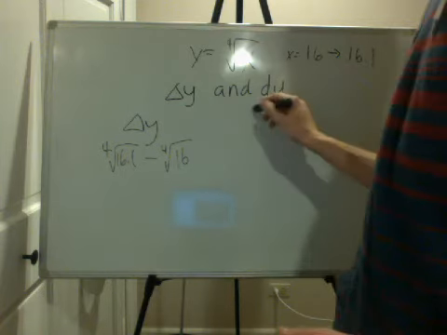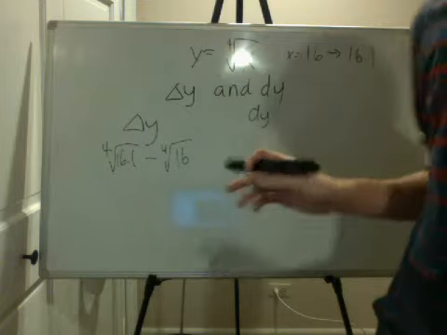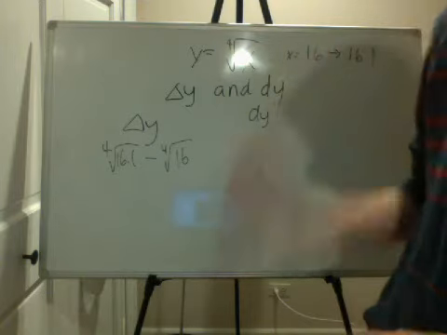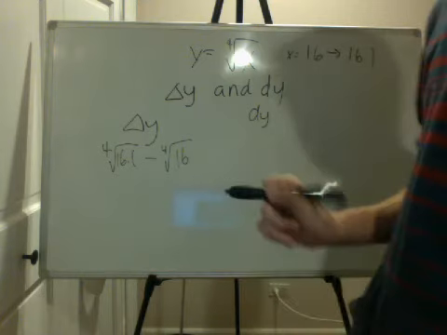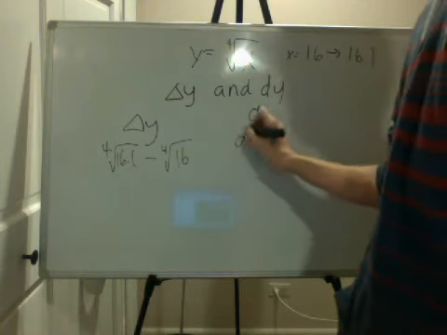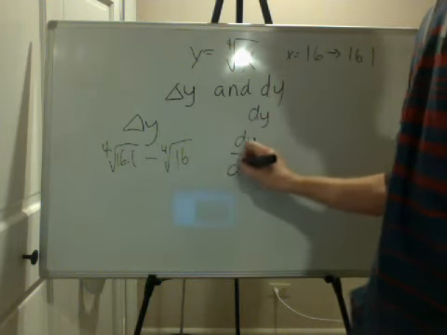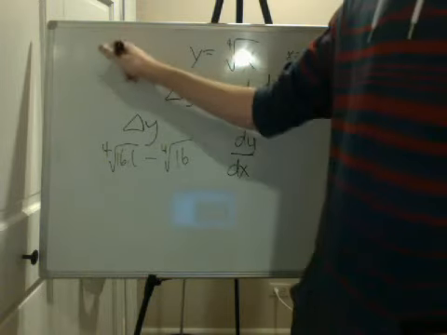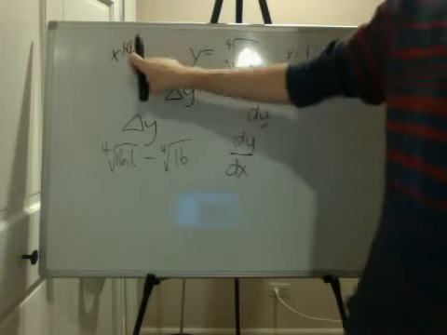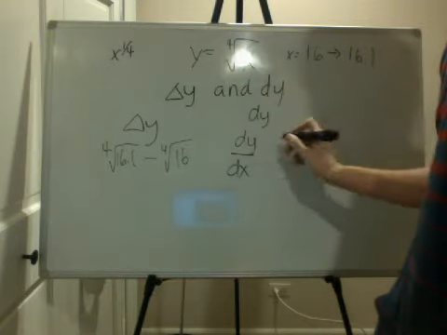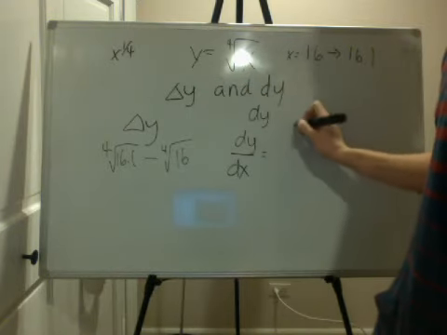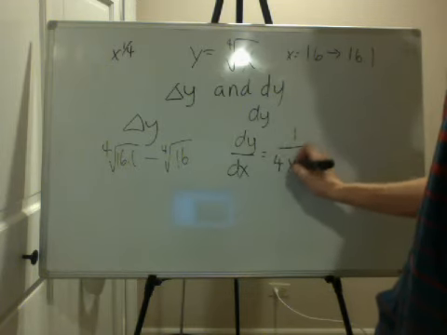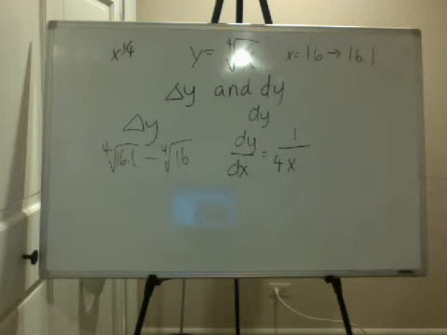But the dy would be if you did the tangent line and you wanted to know what the height difference would be in the tangent line. And to do this, we're going to need to do some derivatives. You're going to need to find dy dx of this function. Now this, as you know, is the same thing as x to the 1/4. So it equals 1 over 4 x times, I believe, 3/4, right?